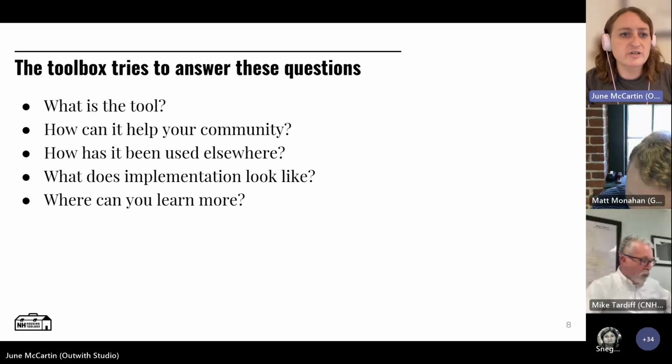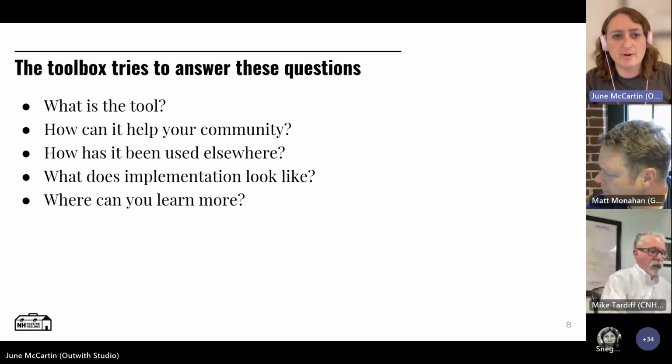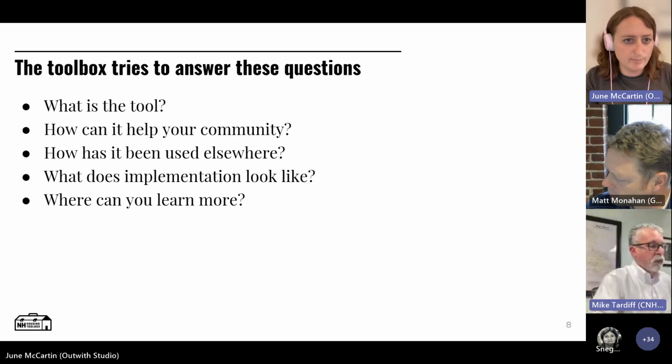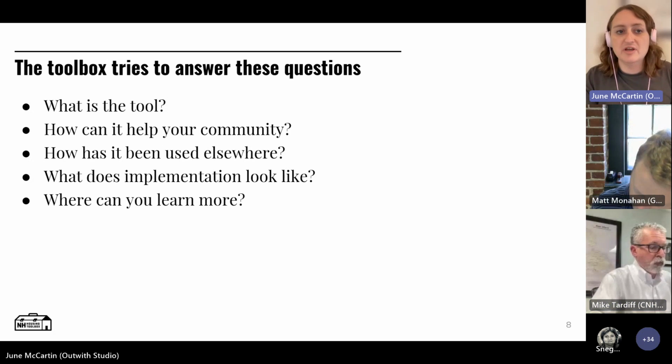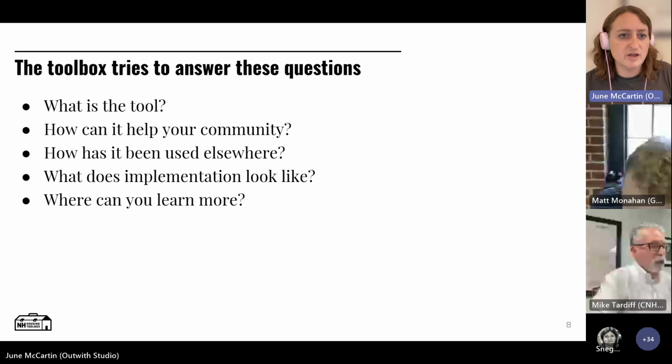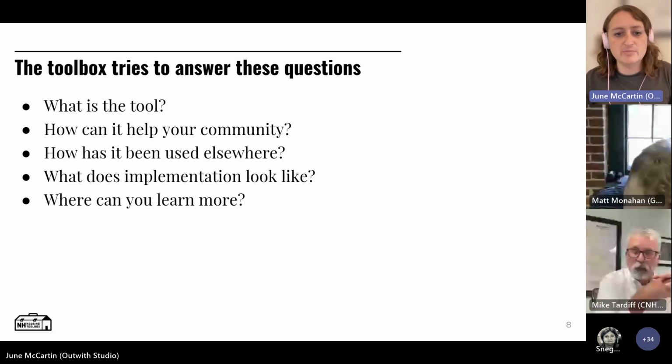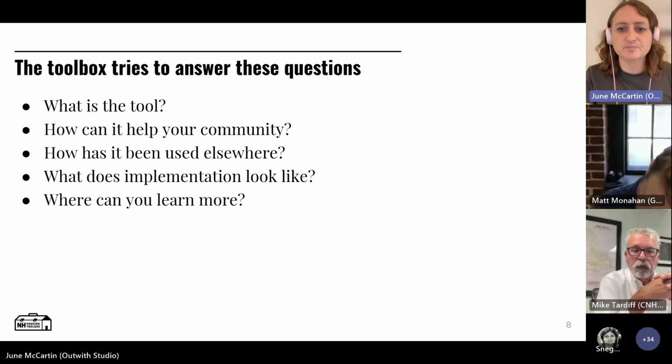So what are we trying to do here? We're trying to answer these questions about each tool. What is it? How can it help your community? How has it been used elsewhere? What does implementation look like at the local level, and where can you learn more? So this is meant to be briefings on each of these tools, and ultimately a guidepost on what to do next, and where you can get more in depth.